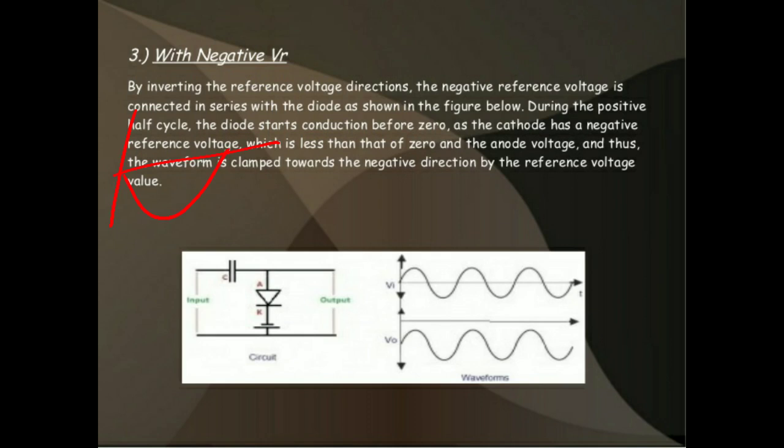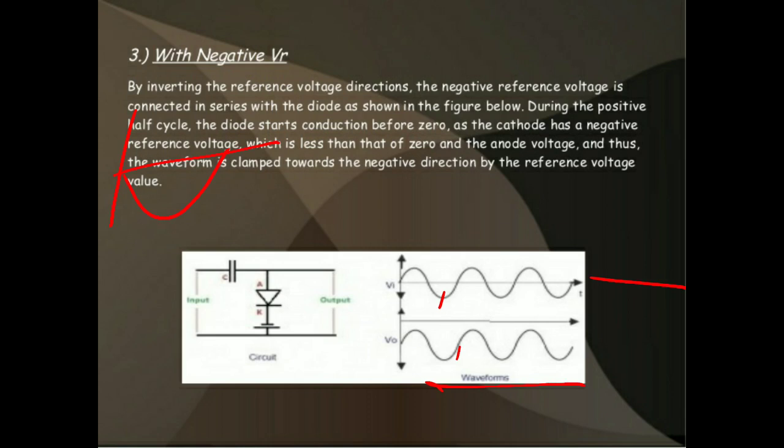During the negative cycle, we are just inverting the reference voltage. That means the negative terminal is connected to the cathode of the diode and the positive terminal is connected to the ground. Here both the diode and the reference voltage terminals are equal, so during the negative half cycle the diode is in forward bias condition, the capacitor charges and it starts conducting, so the entire input is passed to the output, shifted to the negative level. So the entire input appears at the output side. This is the output waveform and this is the input waveform.